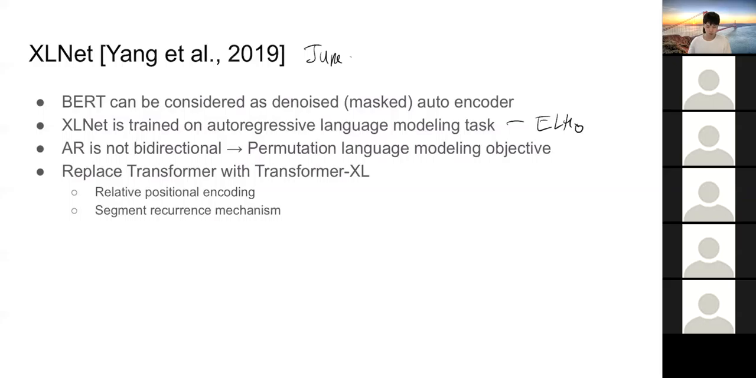Another contribution they made was that instead of using Transformer, they use Transformer XL, which is an improved version of Transformer that's able to handle really long sequences by using relative position encoding. So your encoding of position is not absolute, but relative to others when you're computing the attention. There is also something called a segment recurrence mechanism, where they segment long text and create a recurrence relationship between these segments, so that even with a really long sequence, you don't have to just chunk it.